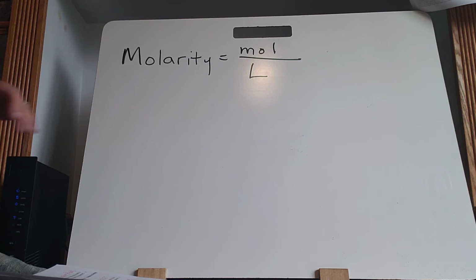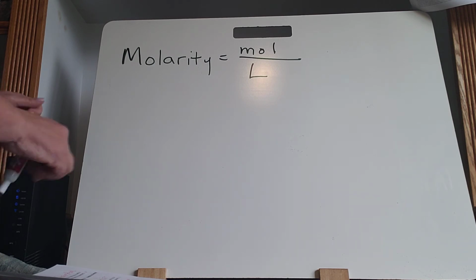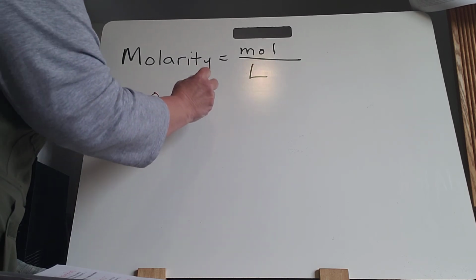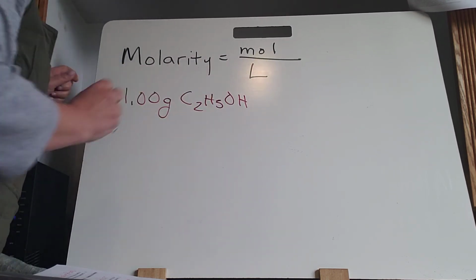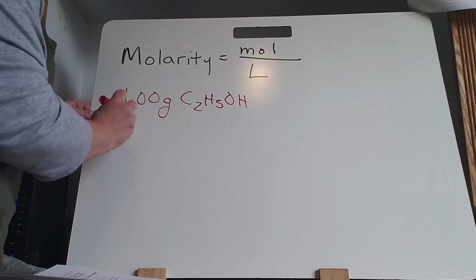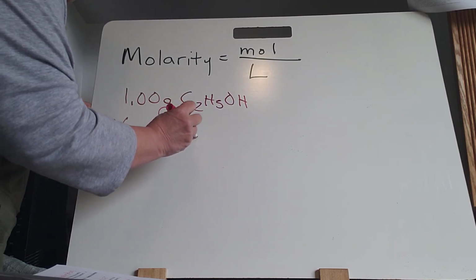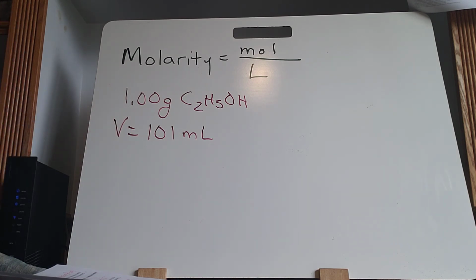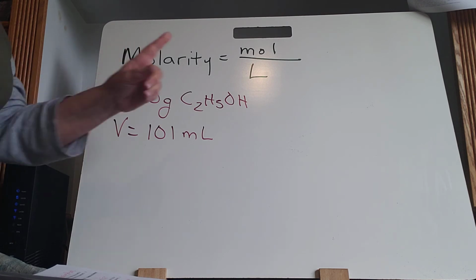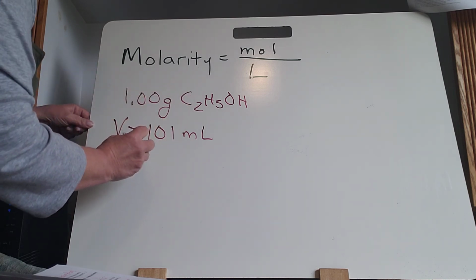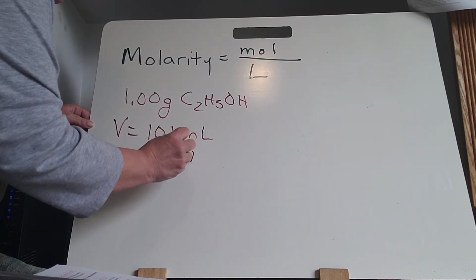So, problem number 1. It says calculate the molarity of a solution prepared by dissolving 1.00 grams of ethanol, C2H5OH, in enough water to give a final volume 101 milliliters. Notice another thing they'll do in the problems, especially on OWL, they'll give you milliliters, but you need to have it in liters. Your volume is in liters. So we're going to switch that right away to 0.101 liters.